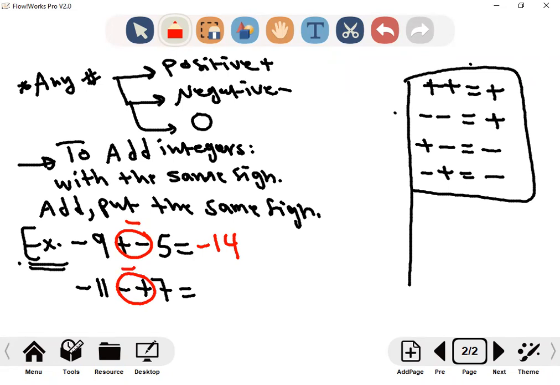Now the two numbers have the same sign, right? This 11 is negative and the 7 is negative. What did the formula say? To add integers with the same sign, we add and put the same sign. 11 plus 7, 18. What's the same sign? Negative. So negative 18.